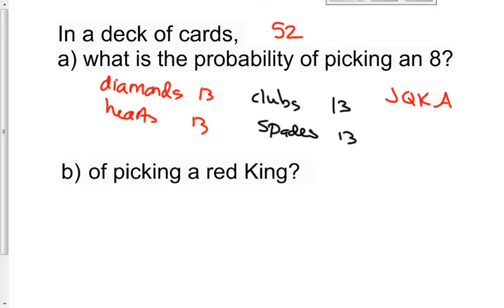This first question, what is the probability of picking an 8? There are 4 8s in your deck, 1 from each of these suits. So the probability, the yes number, there are 4 8s, and my total is 52. Please try to always remember to reduce your fractions. 4 over 52, 1/13. What is the probability of picking a red king? There's a king in both the diamonds and the hearts that are red. That means there's 2 red kings out of my 52. Probability is 1 over 26.